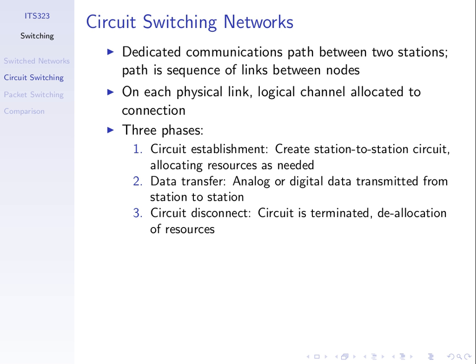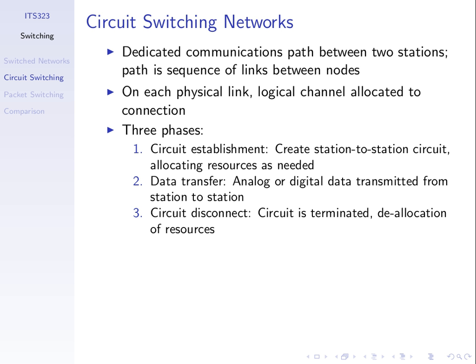So, with circuit switching, we establish a circuit or a connection before we transfer data. And when we establish a circuit, the switches check whether they have enough resources to support that circuit. Okay? If it's a telephone call, do they have enough resources to support one more call? If it's a data connection, do they have enough resources to support the required data rate, for example?